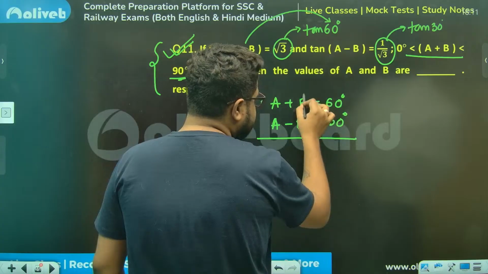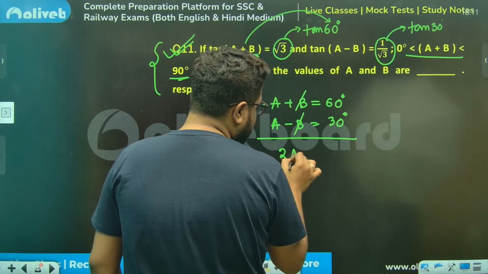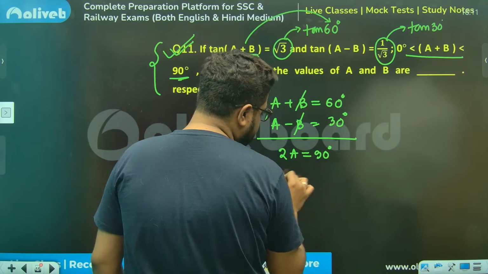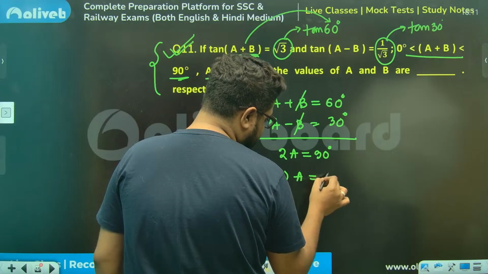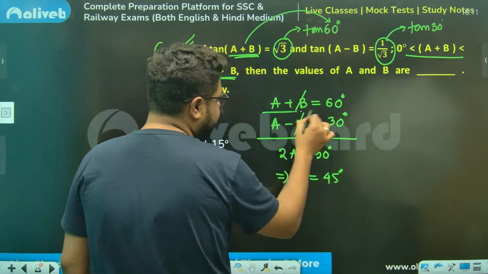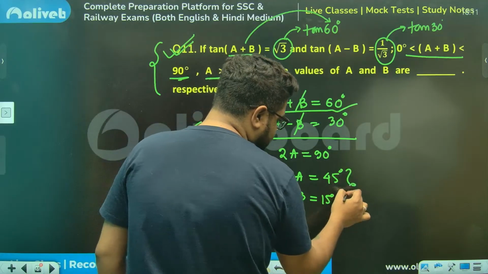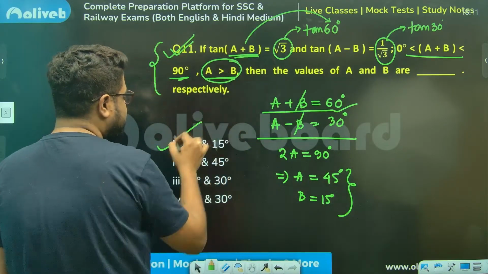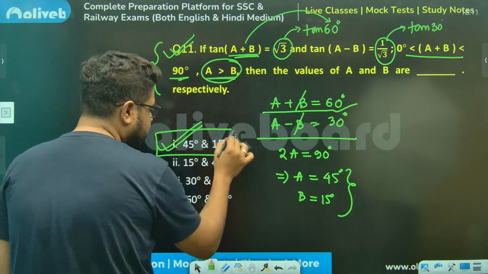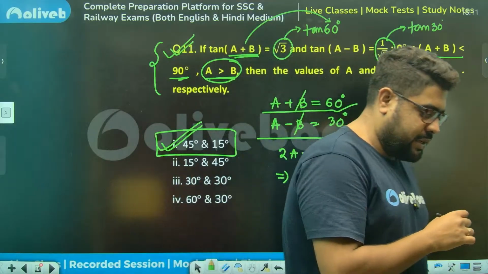Now, just add this to the equation, B cancels. 2A is equal to 90. So A is 45. If A is 45, A plus B is 60, so B must be 15 degrees, sir. Why? Because A is greater than B, given. So my answer has to be option number 1.